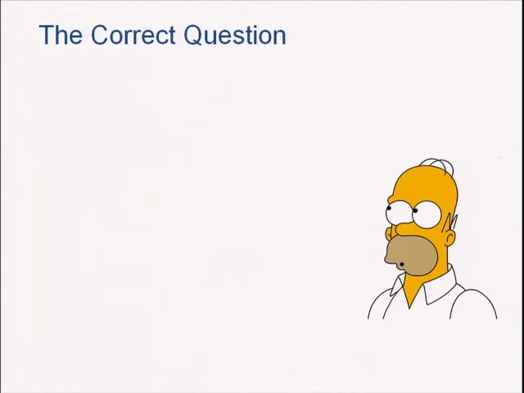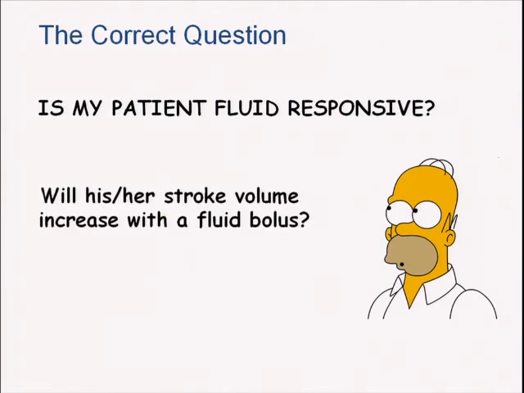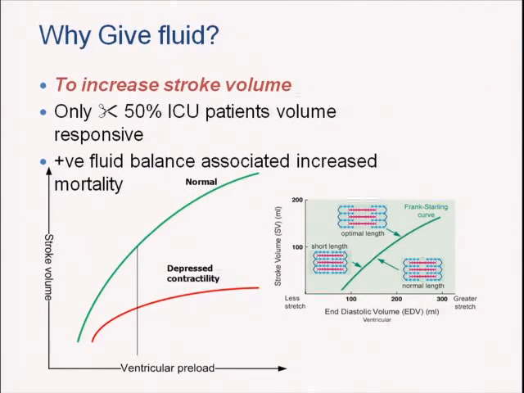So really there's only one question you need to ask when you're confronted with a hemodynamically unstable patient. And that question is: is my patient fluid responsive? In other words, will the patient's stroke volume increase by giving a fluid bolus? That's really what you want to know. If the patient's stroke volume does not increase, it serves the patient no useful benefit to give fluid. So the only reason to give fluid is to increase stroke volume.